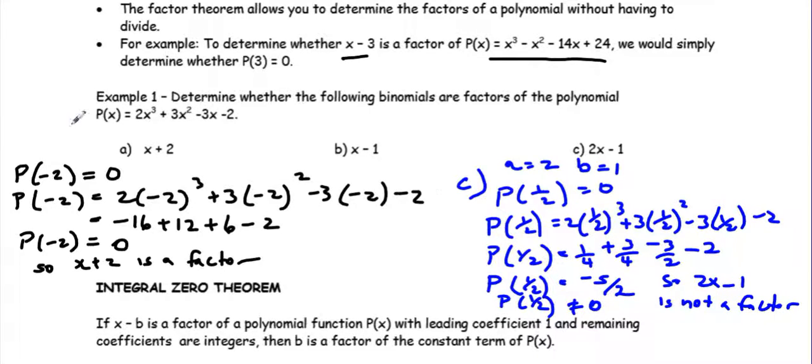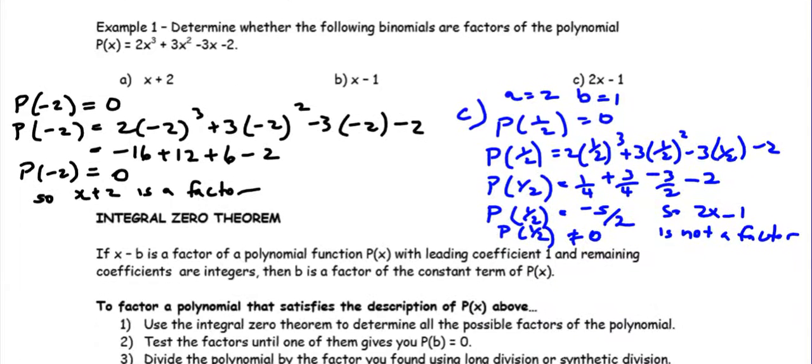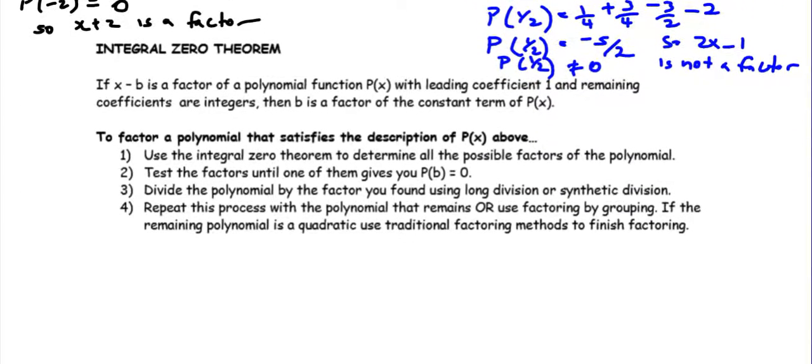Okay, so that's the factor theorem, and that's really something that we're going to be using a lot. The integral zero theorem. Okay, so this one basically says that if you have a factor of a polynomial such that it's x minus b, where your polynomial has a leading coefficient of 1 and the remaining coefficients of all of the terms are integers, then the b is a factor of the constant term of p of x.